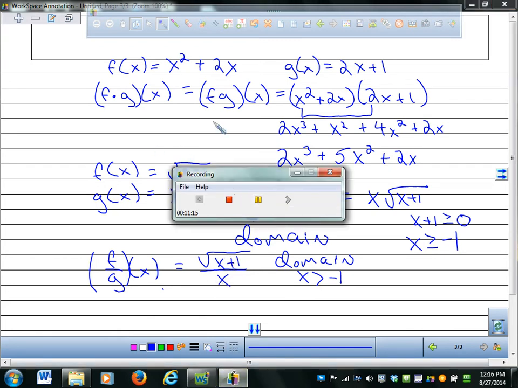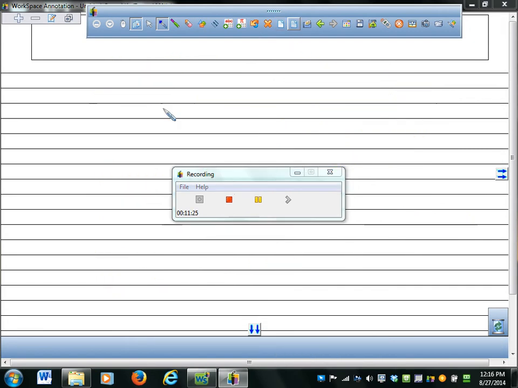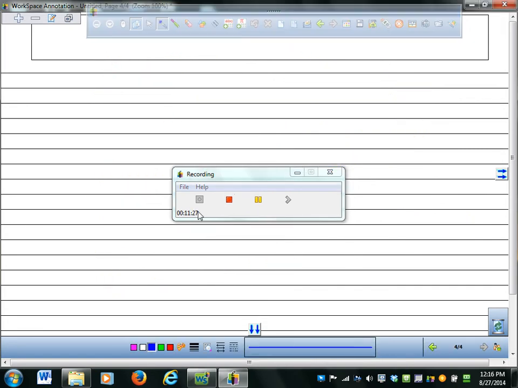So that's called combinations of functions. Have you seen that before? You guys have probably seen that before. Okay, so now we have compositions of functions.